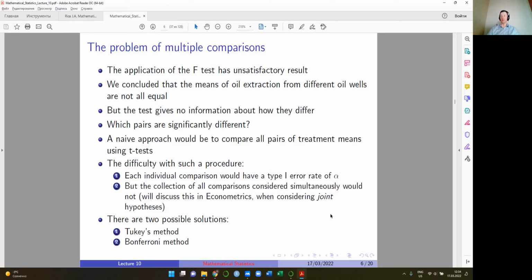Another one is Bonferroni method. As I said, the most popular approach is the first one. So we will pay more attention to the first approach, and for the second approach, I just briefly mentioned how it works. It's simple, but, for example, in statistical software, the first approach is used in most of the cases, and the second approach is rarely used.